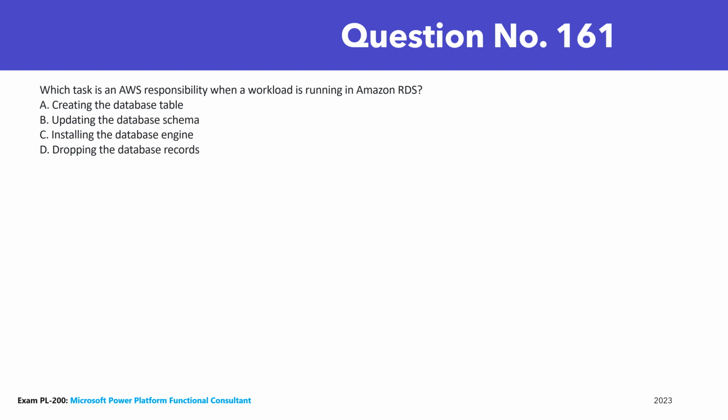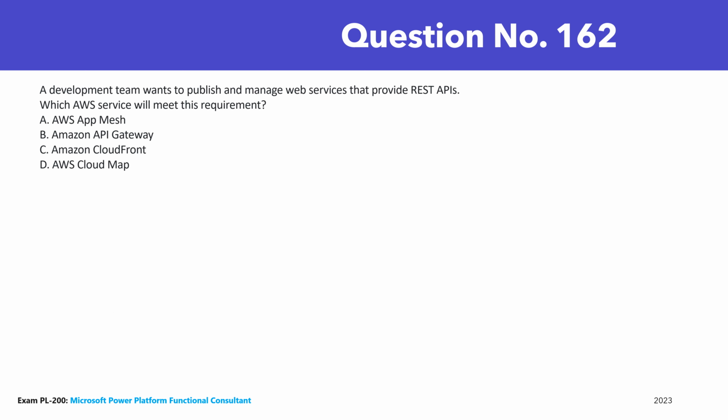Which task is an AWS responsibility when a workload is running in Amazon RDS? A. Creating the database table. B. Updating the database schema. C. Installing the database engine. D. Dropping the database records. Correct answer, C.